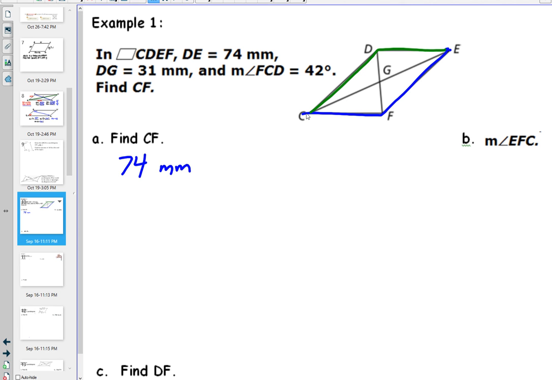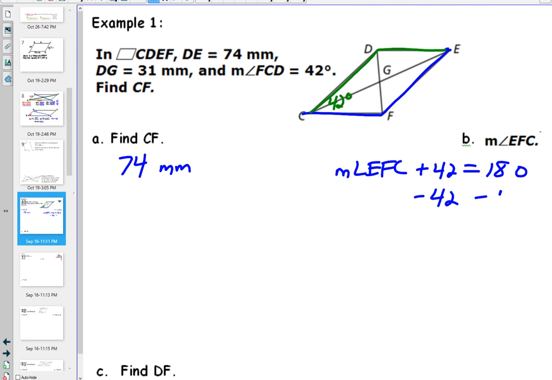They only give me one angle here, and that's FCD. Disregarding the diagonals, this whole angle here is 42. Is EFC opposite or consecutive with that one? Yeah, it is consecutive. So if I wanted to be really fancy and write an equation, I would say measure of angle EFC that I'm looking for plus the 42 is equal to 180.